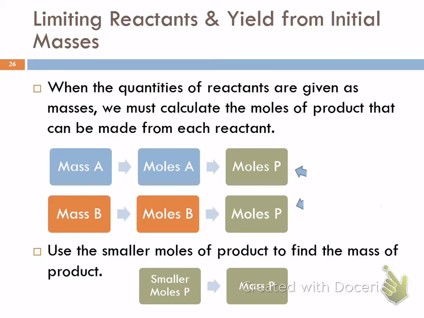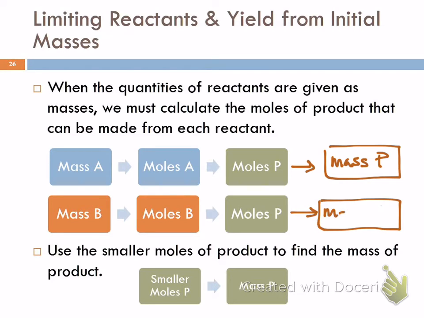But I think it's kind of confusing for students, and I don't think it's really actually any faster. And so what I prefer to do is go all the way to mass of product for both. Mass to moles, moles to grams. Grams to moles to moles to grams. You're going to end up with 2 masses. Choose the smaller one, and that's your answer. You're done. So that's my method, and that's what I'm going to do in my examples. Any questions? So a limiting reactant problem, you're going to do the same process, grams to moles to grams, but you're going to have to do it more than once.